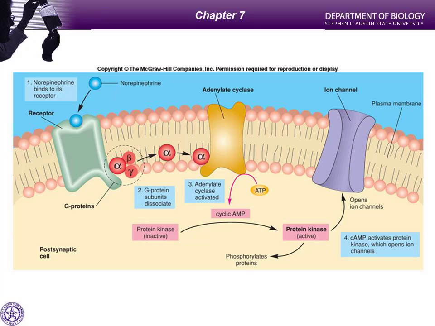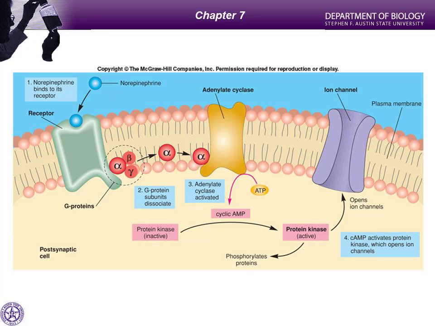Didn't the muscarinic acetylcholine receptors was an ion channel, right? We have yet another step in the signaling cascade, and this is an enzyme called adenylate cyclase. Adenylate cyclase is going to take the energy from ATP, and it is going to use ATP and convert it into cyclic AMP, adenosine monophosphate. This is a very active molecule that is going to activate protein kinases.